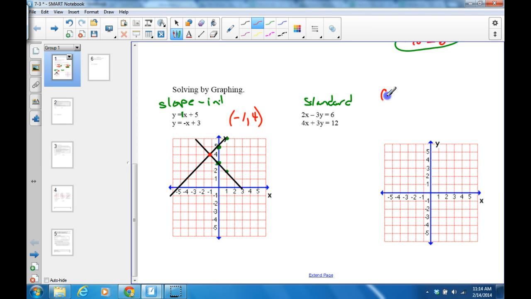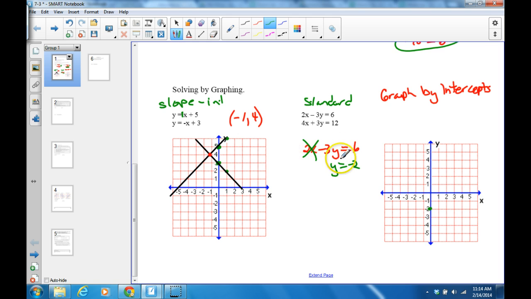Okay, so graph by intercepts in this case. When it's in standard form, you will save yourself a lot of time by graphing by intercepts. So if I take my first one right here, 2x minus 3y equals 6, and I put in 0 for x, my x goes away, right? I'm left with negative 3y equals 6. What's y going to be? Negative 2. Okay, so I'm going to put my first dot right here.